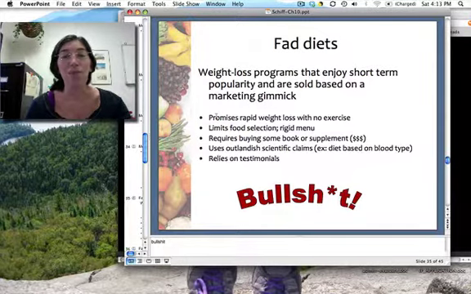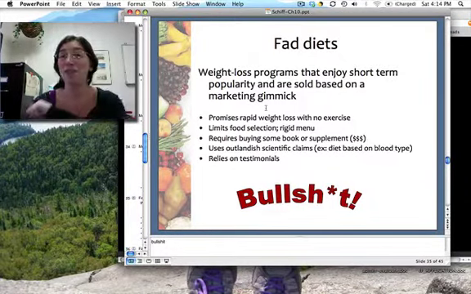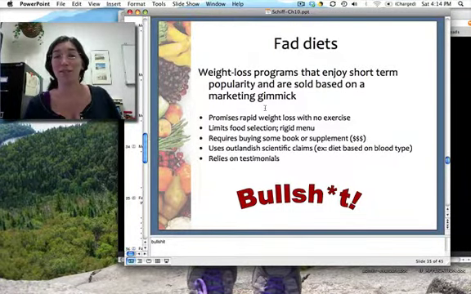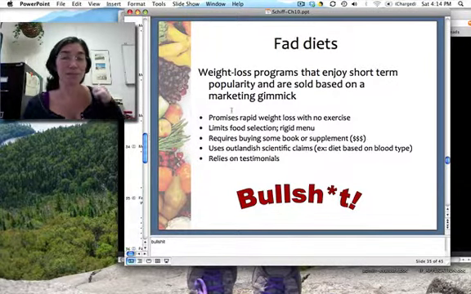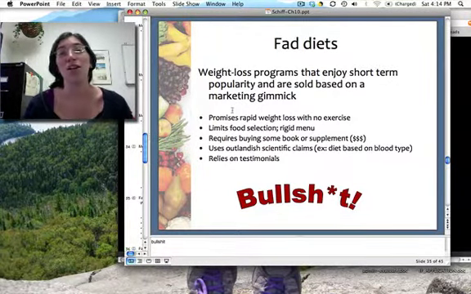Number 1, they usually promise rapid weight loss, much more than 1 to 2 pounds per week. Lose 10 pounds in 10 days, something like that. And usually you don't have to do any physical activity. Sometimes you don't even have to diet. Sometimes it's just a supplement. But it promises rapid weight loss, usually without any physical activity.